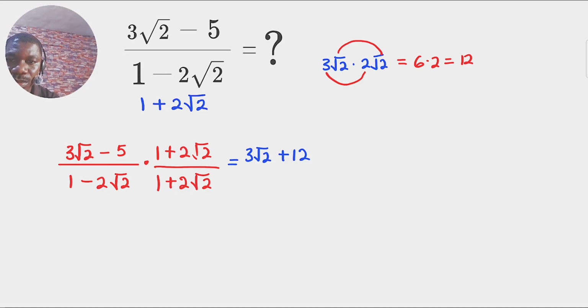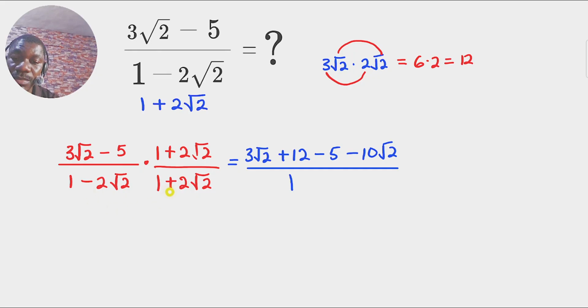The next one we just need to look here is negative 5 times 1 will give us negative 5. Then the next one is negative 5 times 2 root 2. That should give us negative 10 root 2. Then all over. Now whenever you have a radical expression like this, multiplying its conjugate, the simplest or the short method is to take the first term here. This is 1 times 1, which is 1.